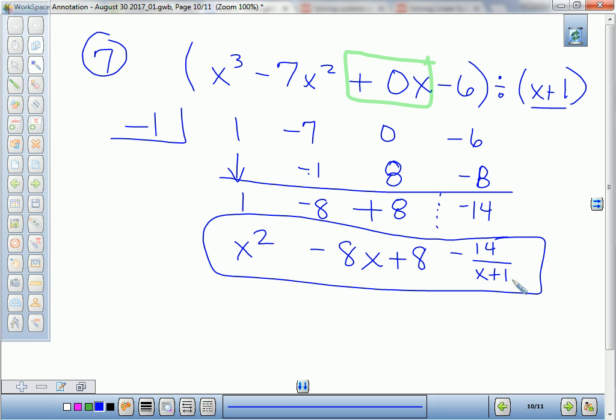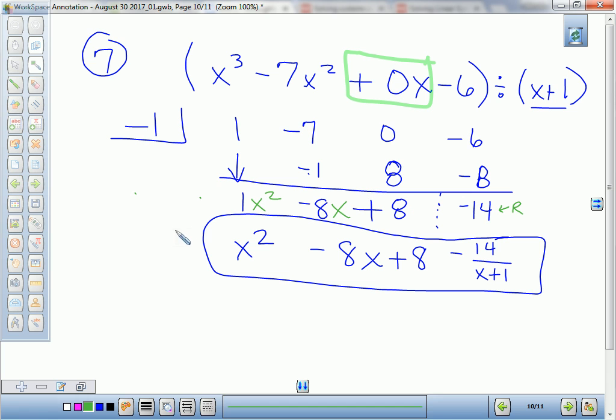Why is it x squared? Okay, because we start here. This is always our remainder. Then this is the constant. This is the linear. And if we have more, then the next one would be x squared. And if we had another one, the next one would be x cubed. So we always start here and work our way back.